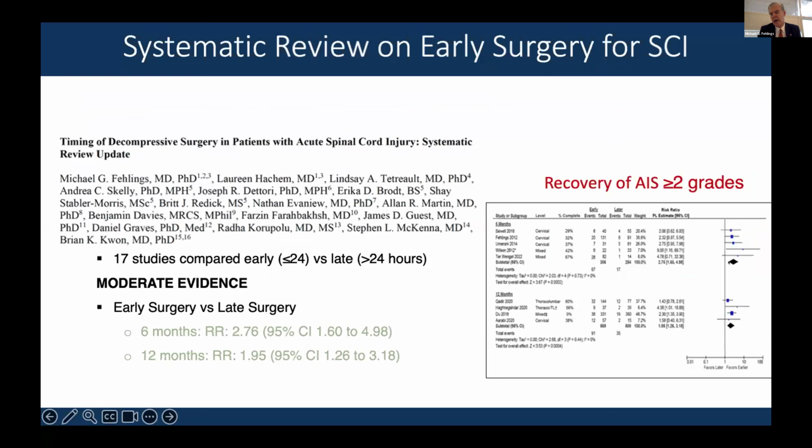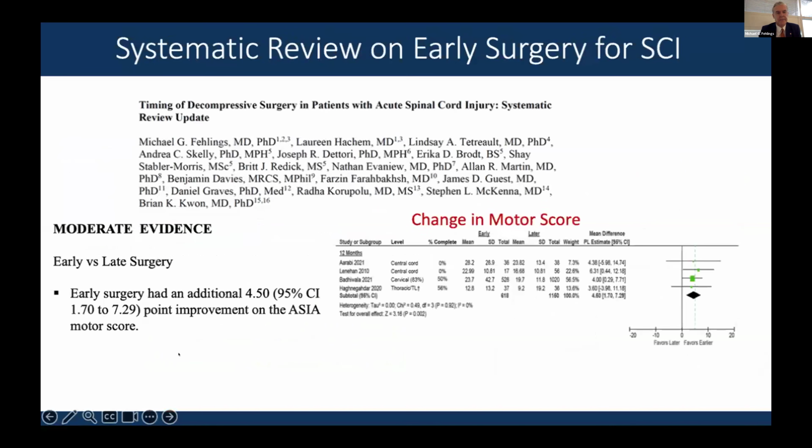And the diamonds represent the mean and 95% confidence intervals. This is a logarithmic scale, and this essentially replicates the Staskis data. We see that there's about a 2 to 3-fold increase in the odds ratio of having a 2 or more grade change in the Asia impairment scale with surgery done within 24 hours. So very large changes and quite consistent effects.